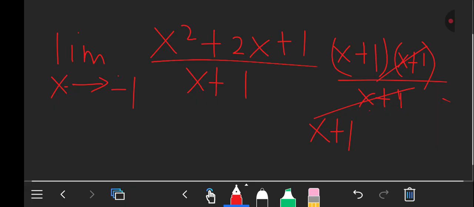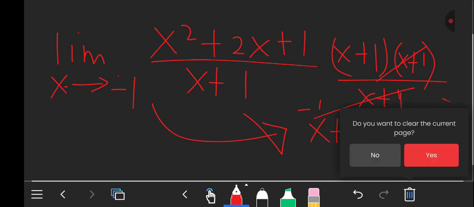Then you can bring down this limit and you can substitute now -1. Then you get the answer there. If you substitute -1, that will be just a 0. You've evaluated the limit, but going directly, you won't find the answer.